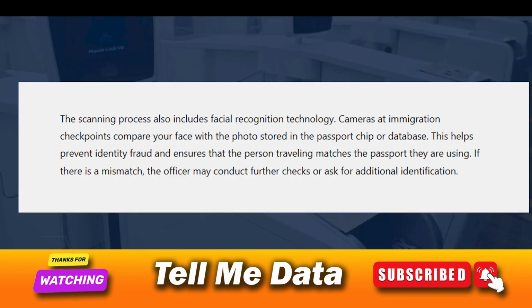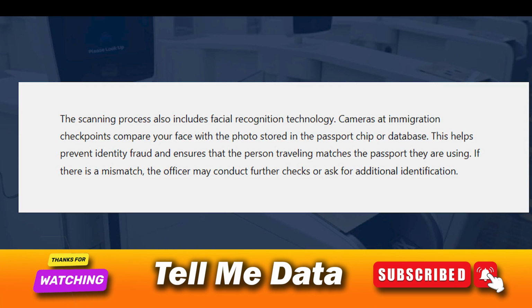entry. The scanning process also includes facial recognition technology. Cameras at immigration checkpoints compare your face with the photo stored in the passport chip or database. This helps prevent identity fraud and ensures that the person traveling matches the passport they are using. If there is a mismatch, the officer may conduct further checks or ask for additional identification.